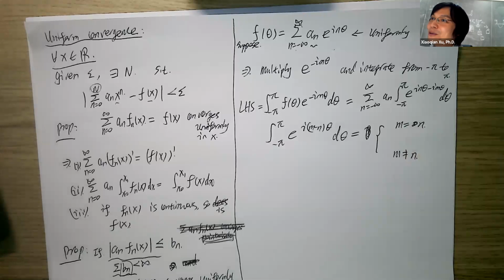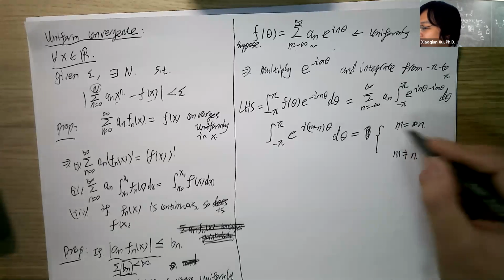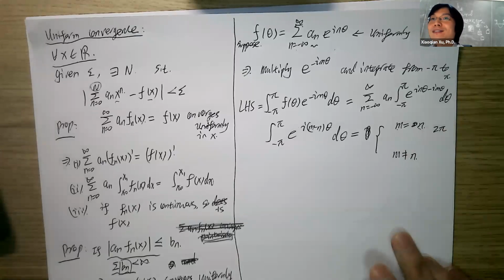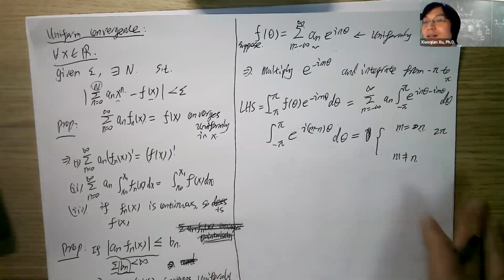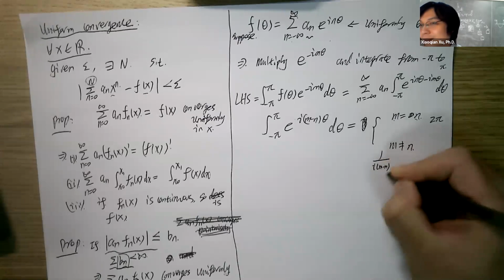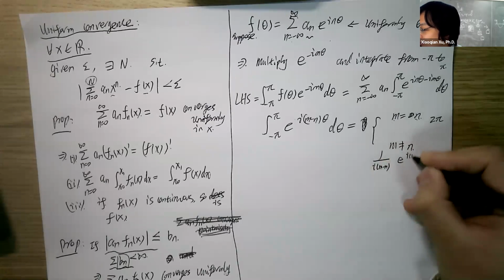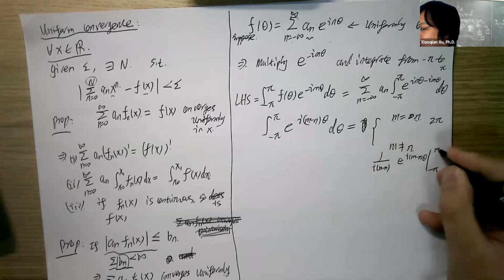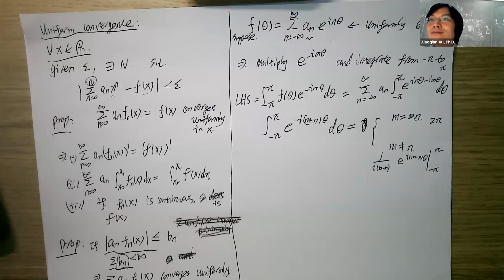You have to discuss two cases, right? If you divide by m minus n. If m equals n, then this is just 1, right? So you know this is 2 pi. If m is not equal to n, this is 1 over i(m minus n) times e to the i(m minus n) theta, evaluated from minus pi to pi. Well, did we say that this function has period 2 pi?